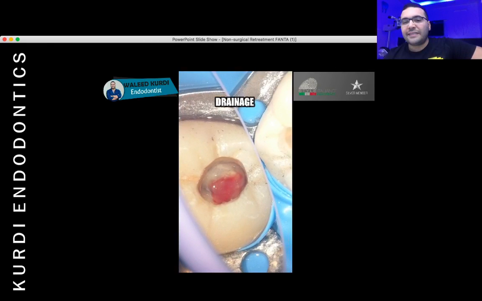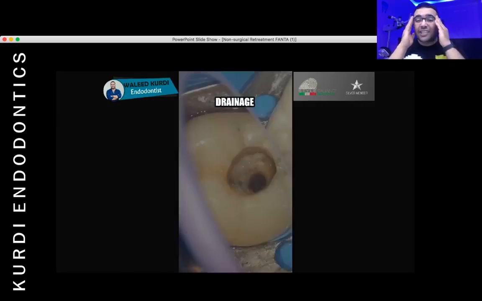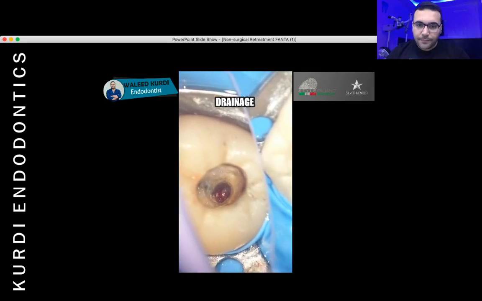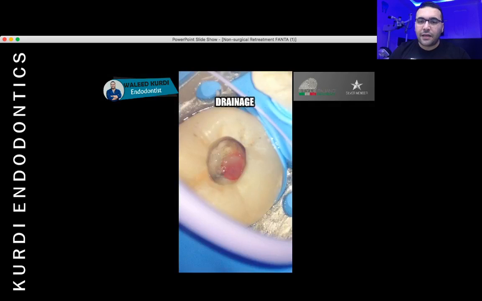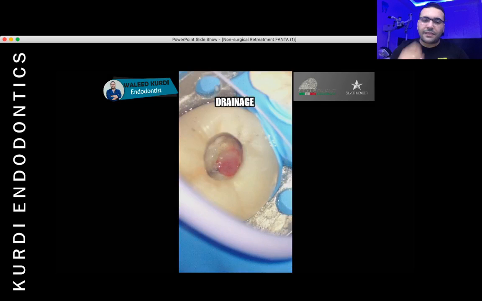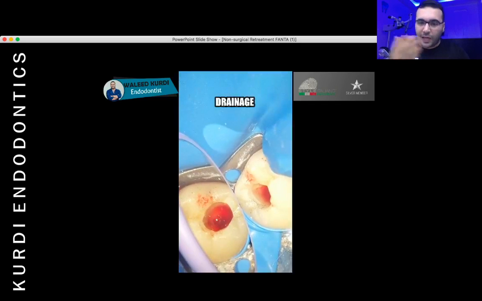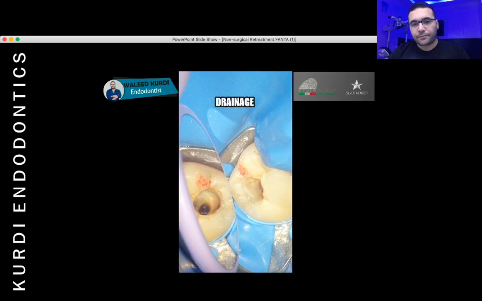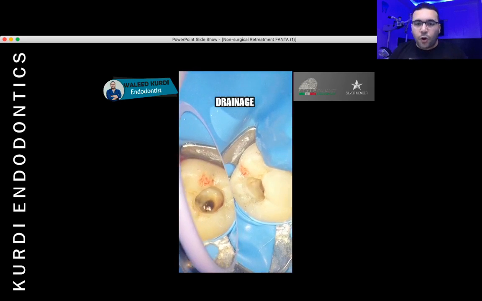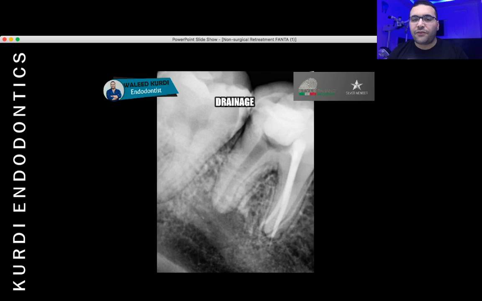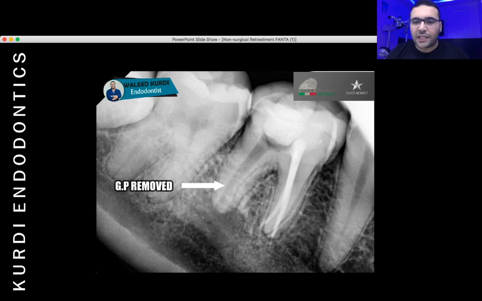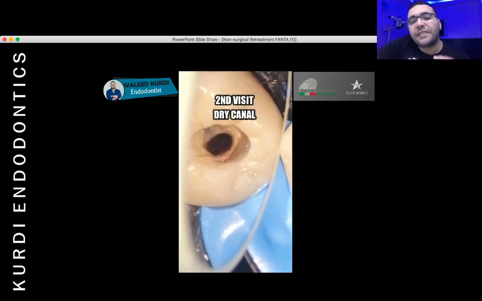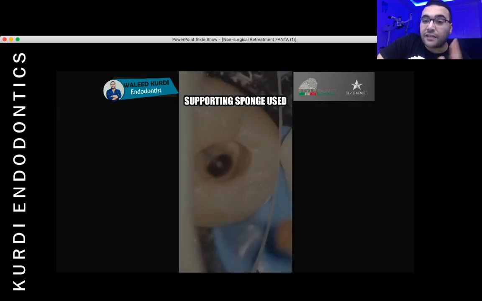And indeed, if you know this abscess drainage cascade, it's pus, blood, then exudate. After pus, here you can see a little bit of pus mixed with blood, and then it will be only blood, as you can see. And with irrigation, you will remove all the root canal fillings, and then as you saw the exudate, here is when the gutta-percha was removed.